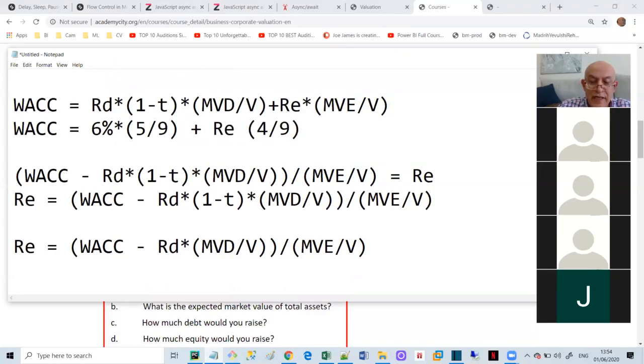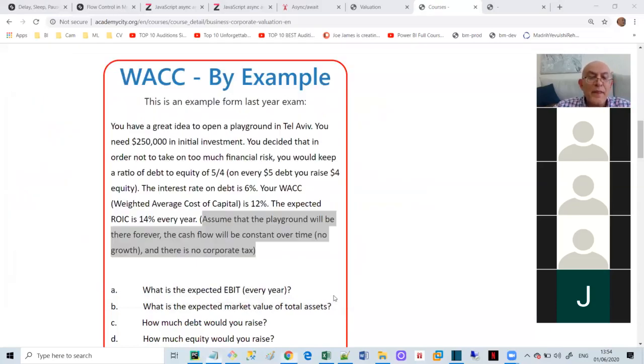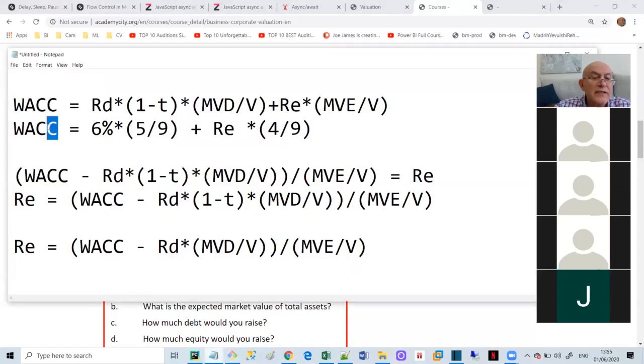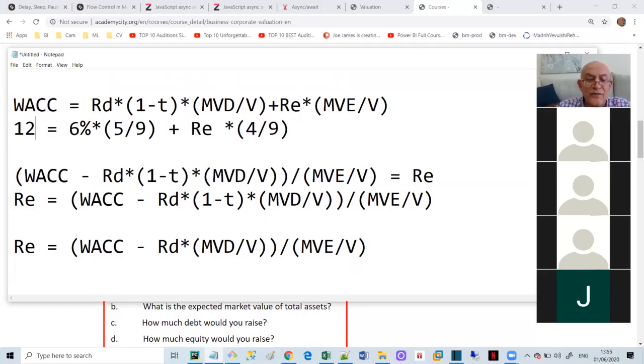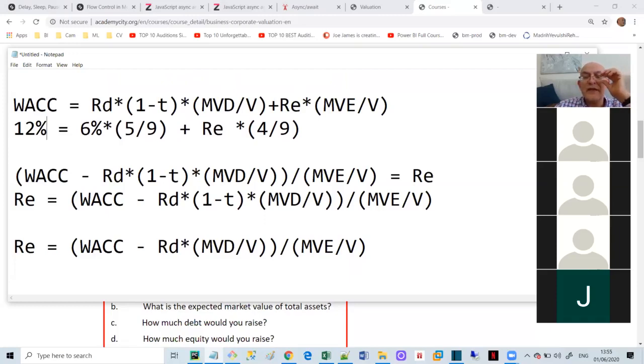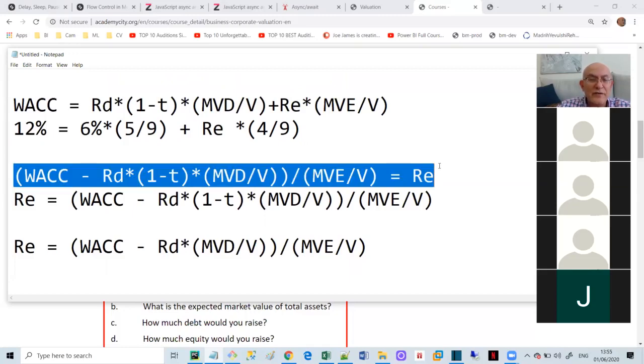Am I given the WACC? Yeah, they gave me the WACC. The WACC is 12%. So if I put the WACC here as 12%, can I find out the cost of equity? Anybody? Yes, definitely, I can just shuffle around the equation, right? And that's really what I did here before the session.